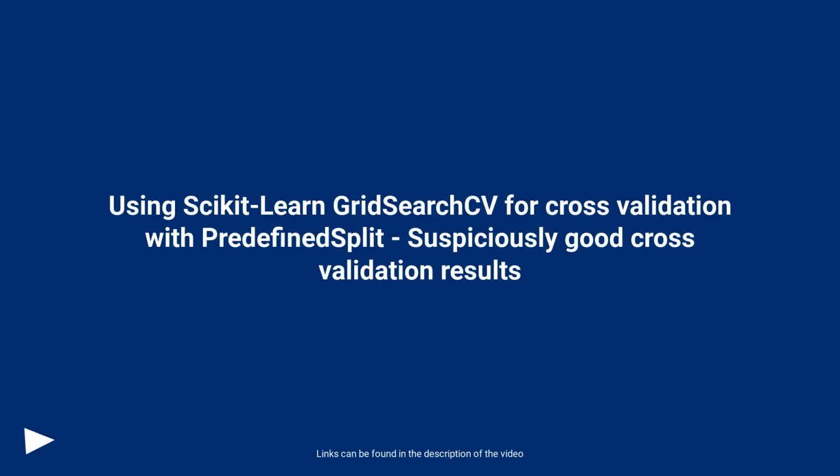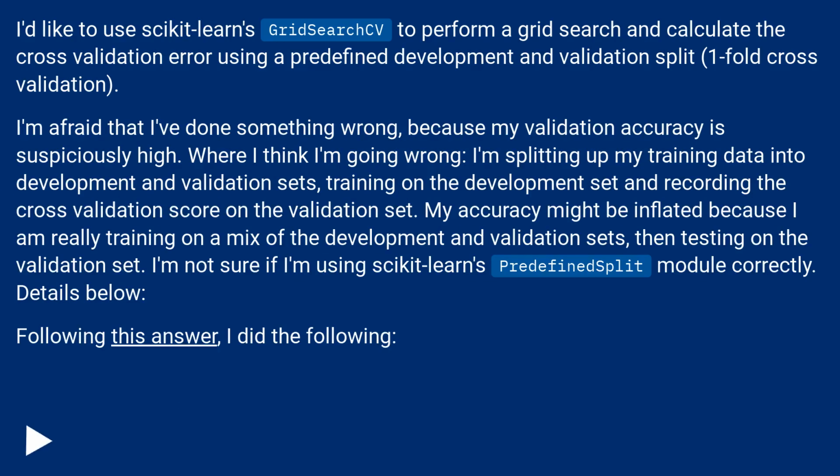Using Scikit-Learn GridSearch for cross-validation with PredefinedSplit, suspiciously good cross-validation results. I'd like to use Scikit-Learn's GridSearch to perform a grid search and calculate the cross-validation error using a predefined development and validation split, one-fold cross-validation. I'm afraid that I've done something wrong, because my validation accuracy is suspiciously high.